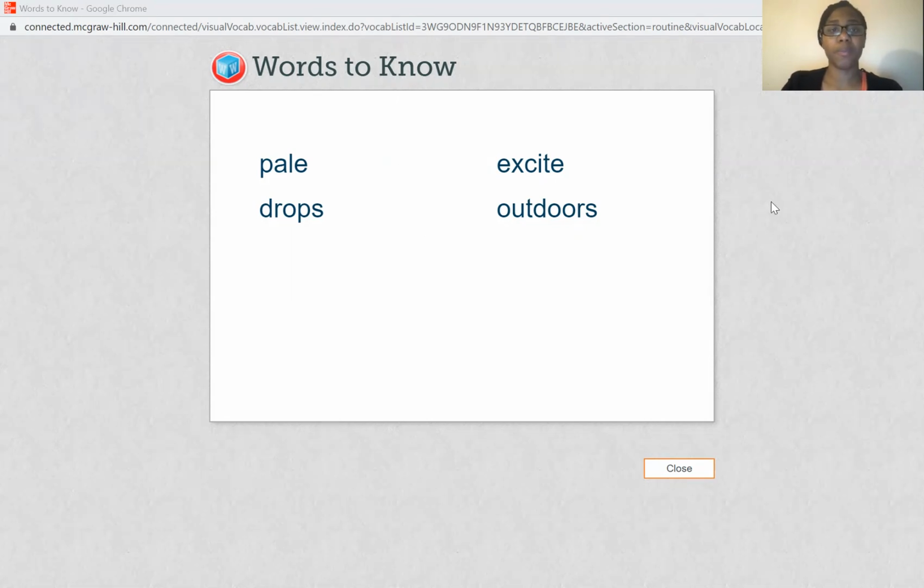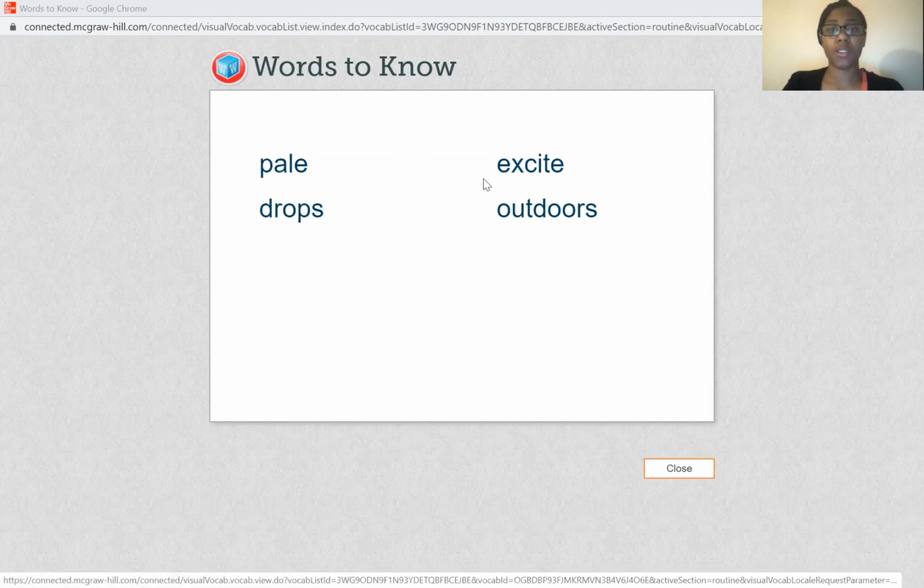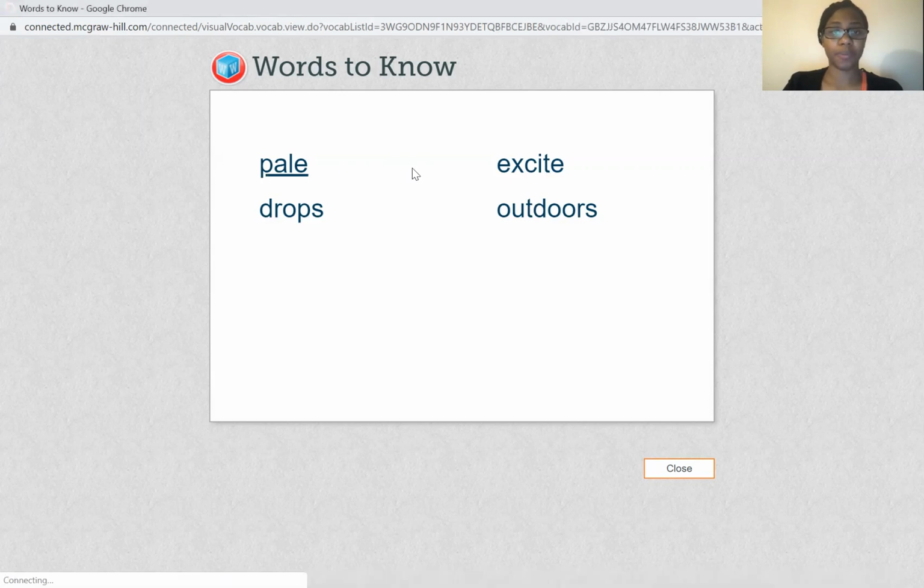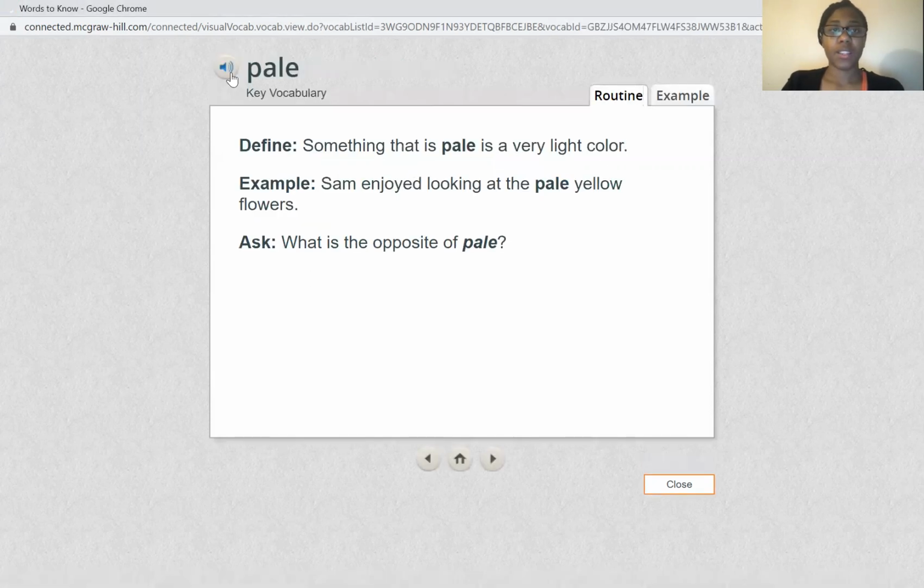Repeat after me. Pale, drops, excite, outdoors. So let's start with our first word, pale. So let's listen to what the word pale means.